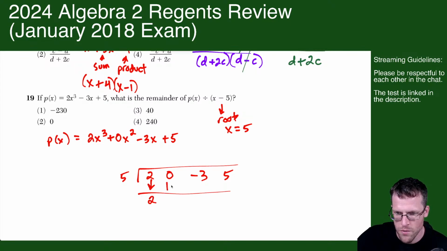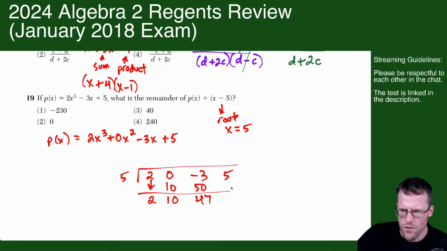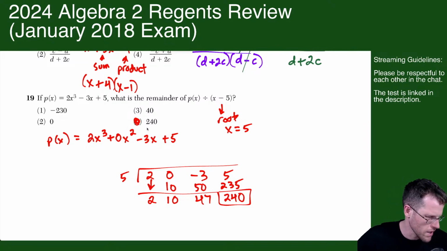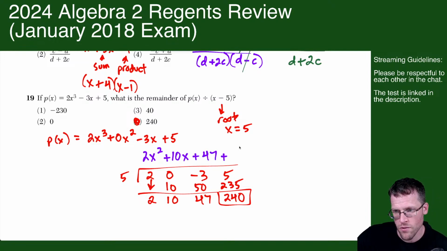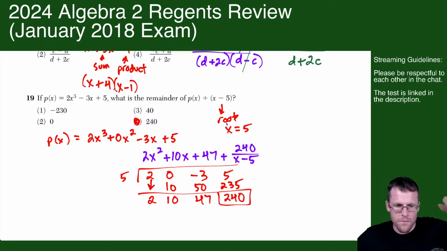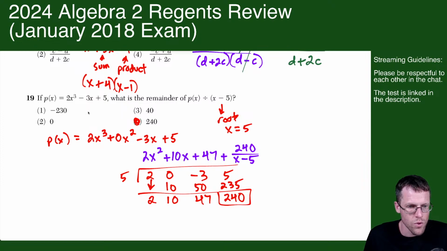2 comes down. 5 times 2 is 10. 0 plus 10 is 10. 5 times 10 is 50. 50 minus 3 is 47. 47 times 5 is 235. 235 plus 5 is 240. There's the remainder. Okay, so synthetic works really nicely. If we write the leftovers up here, this tells us 2x squared plus 10x plus 47. And the remainder, 240, would be over x minus 5. Okay, so that's what the remainder means. All right. Cool.